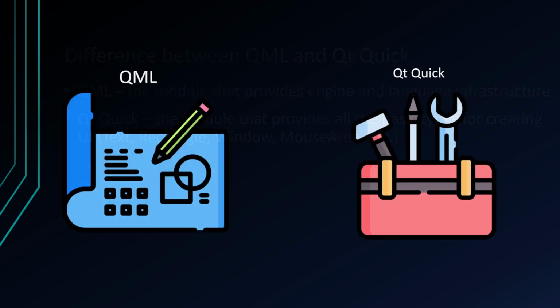Think of QML and Qt Quick like this. QML is the script you write to describe the UI. It's like HTML on a web page, or the blueprint, you know. And Qt Quick is the library that provides the actual elements and functionality. It's like CSS and JS frameworks in web development, or just a toolbox and materials.